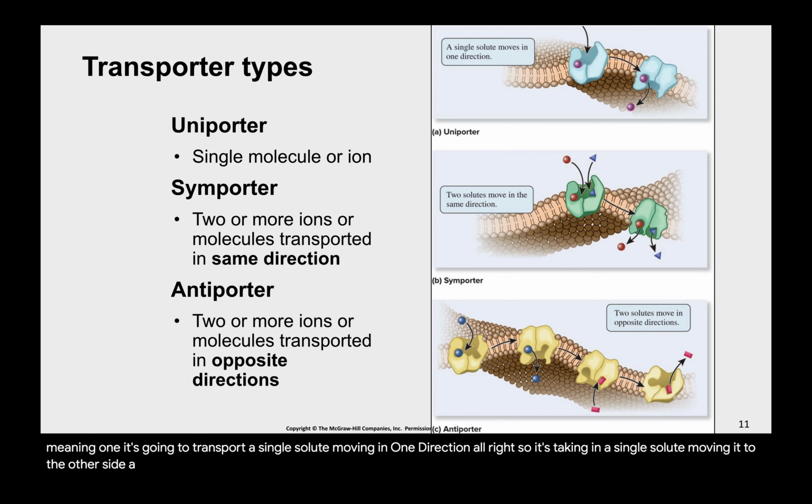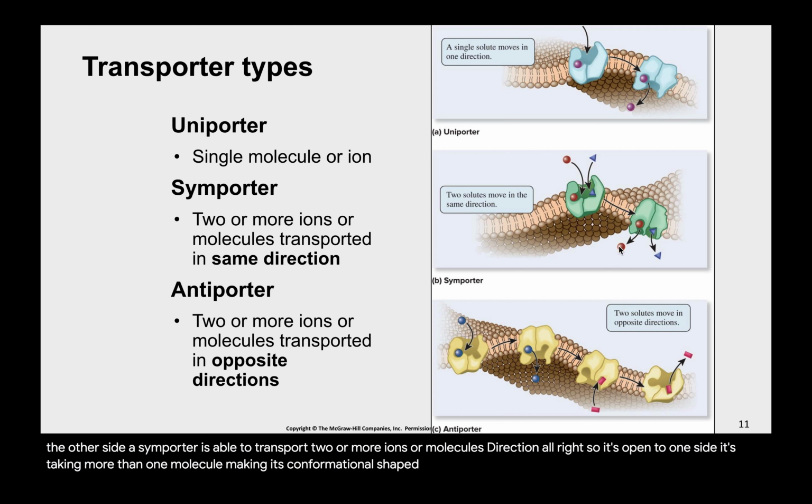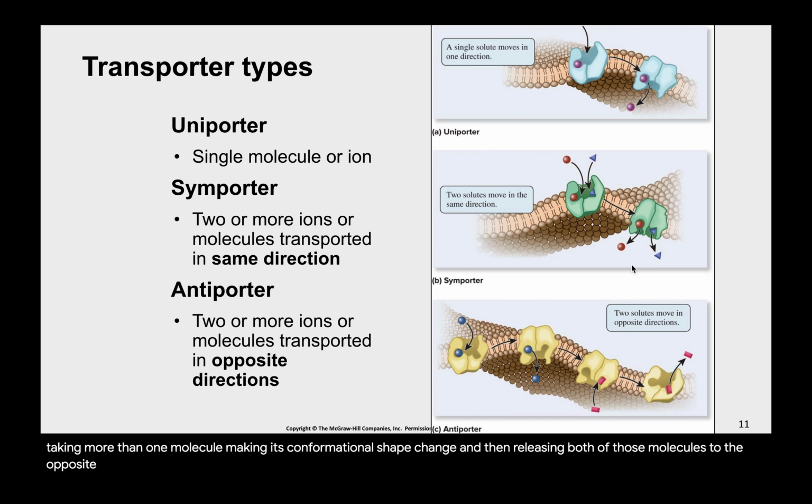A symporter is able to transport two or more ions or molecules in the same direction. Right, so it's open to one side, it's taking in more than one molecule, making its conformational shape change, and then releasing both of those molecules to the opposite side. So they're still moving in the same direction.